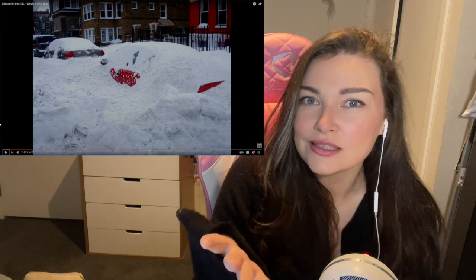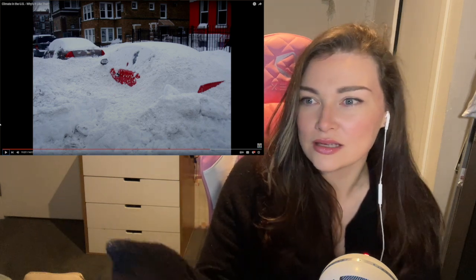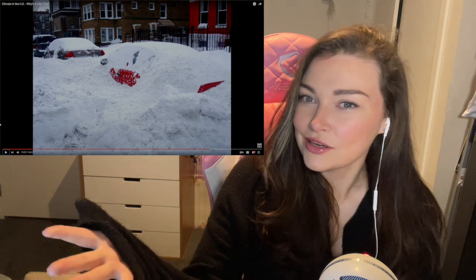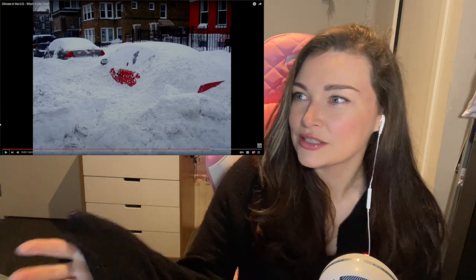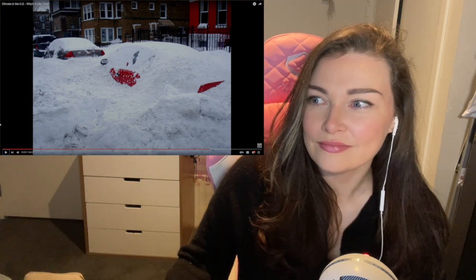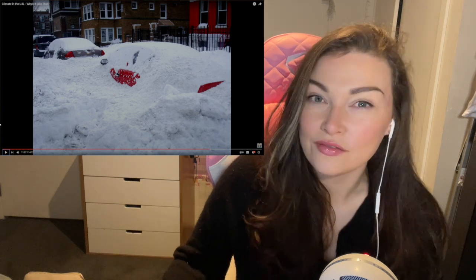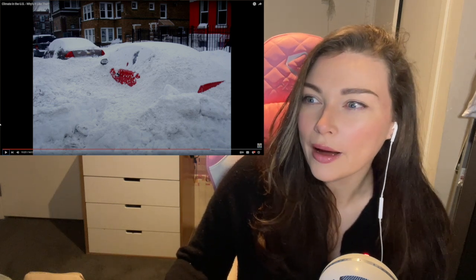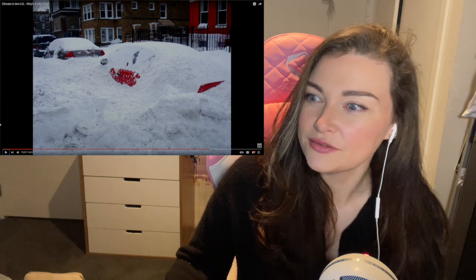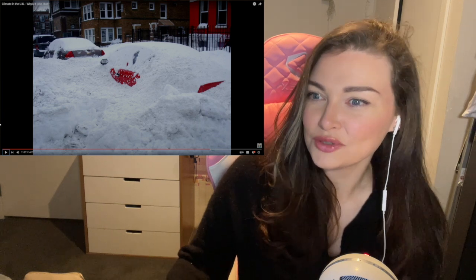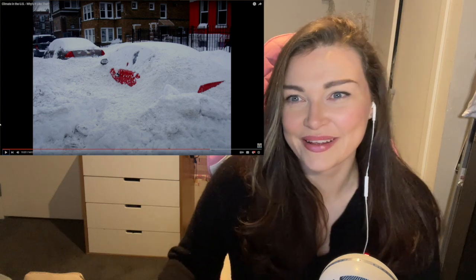How many of you guys live in a snowy climate like this? Has this ever happened to you? Or is this an unusual situation? Let me know. I know that people have to shovel their driveways and things, and that's normal, but this seems like next level. The car is literally buried by snow.